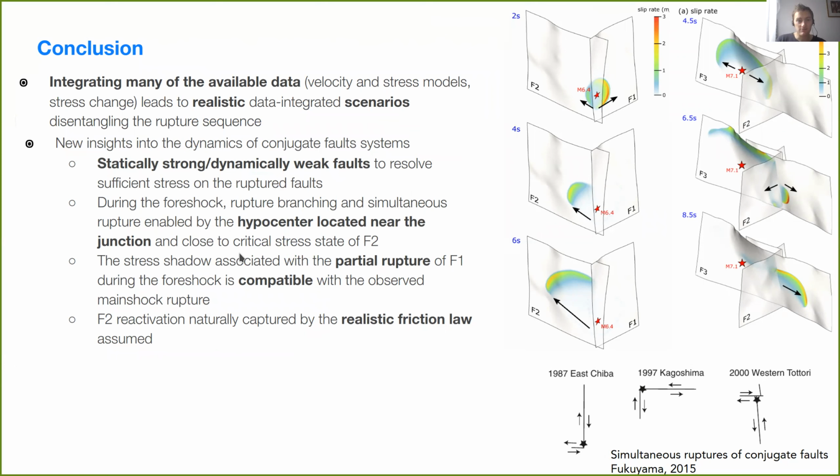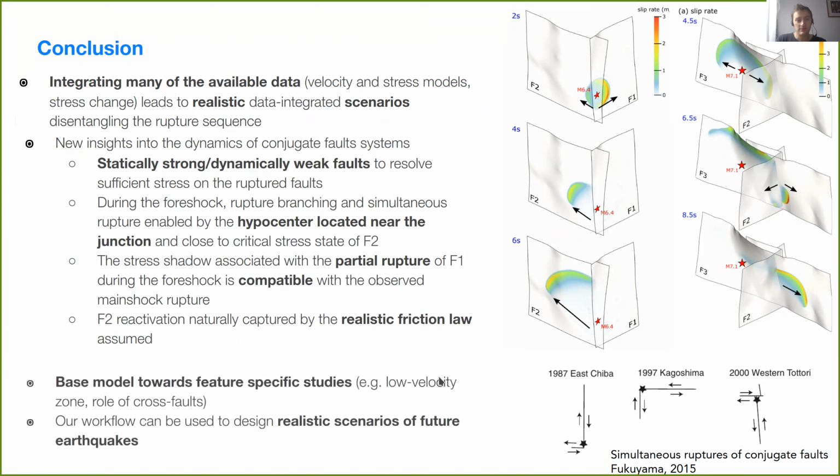And the fault F2 is very critically stressed. The stress shadow associated with the partial rupture of F1 during the foreshock is compatible with the observed main shock rupture. And we are able to explain the reactivation of fault F2, which is naturally captured by the realistic friction law assumed. So we have a base model that can be used to study specific features, such as the role of cross-faults, for instance, and the workflow can also be used to design realistic scenarios of earthquakes.